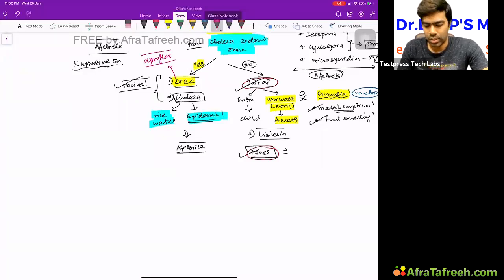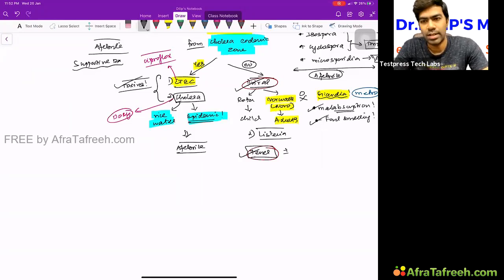enterotoxigenic E. coli. And for cholera, once again, we know the best drug is doxycycline, just 3 tablets of doxycycline given as a stat dose, single dose, 300 milligrams of doxy. Each tablet will be 100 milligrams, so 3 tablets of doxycycline as a single dose is enough for treating cholera. That is what the recommendations by multiple guidelines are. So doxycycline becomes the best or most important drug for cholera.